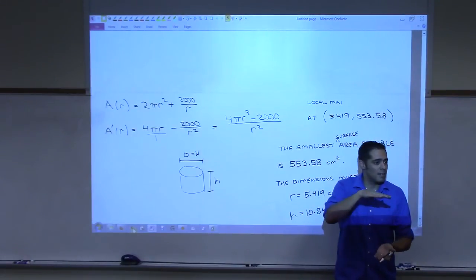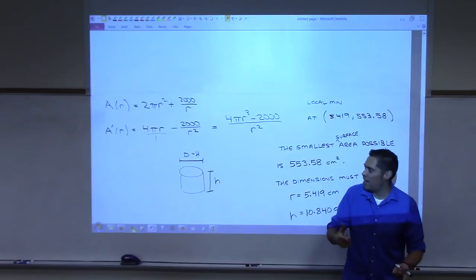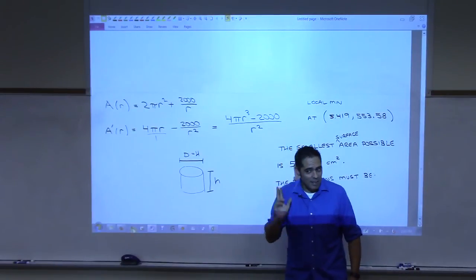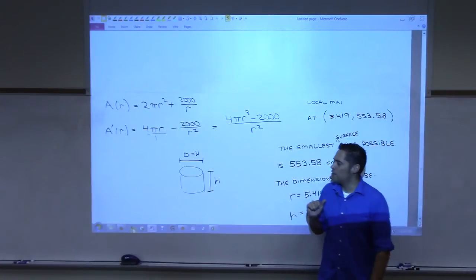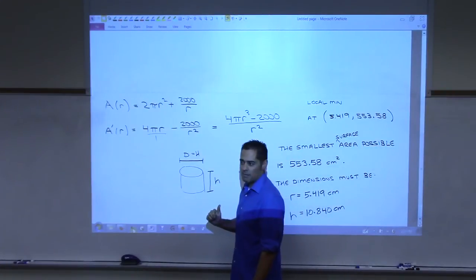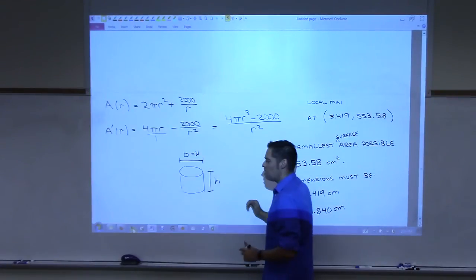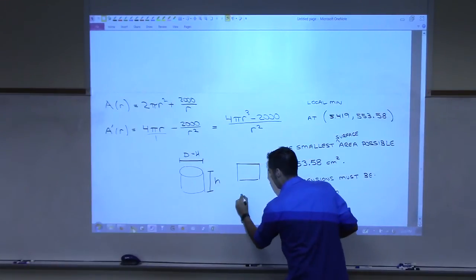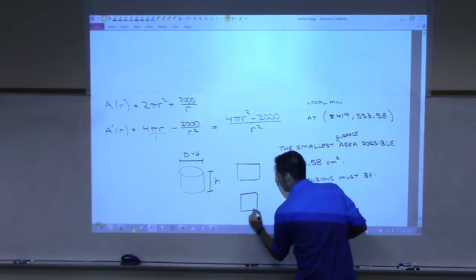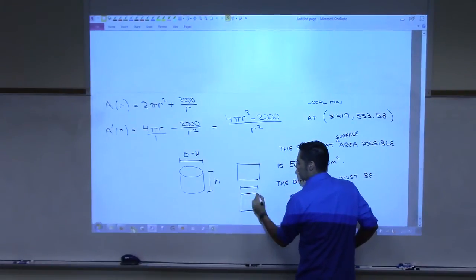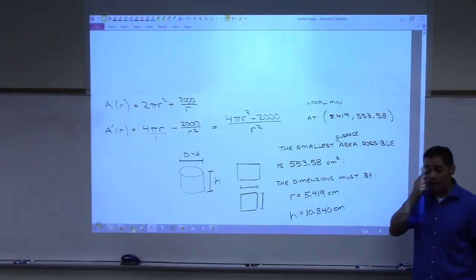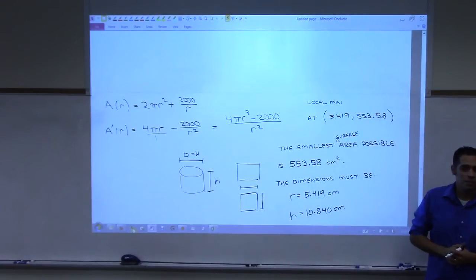It turns out if you're going to build a perfect can, perfect minimum surface area, the diameter needs to be equal to the height, which is the same as saying that the radius is half the height. Kind of like a square. Like if you looked at the can from the side, this distance of the can must be the same as this distance of the can. If you build it that way, then it's going to give you the least amount of surface area.